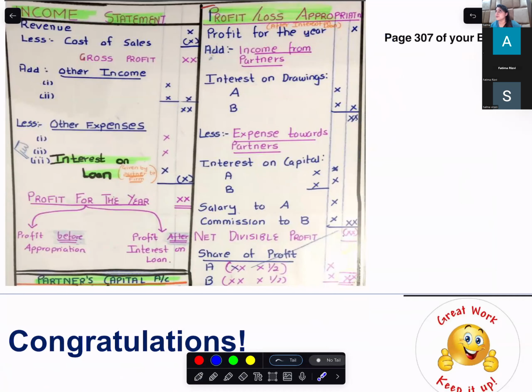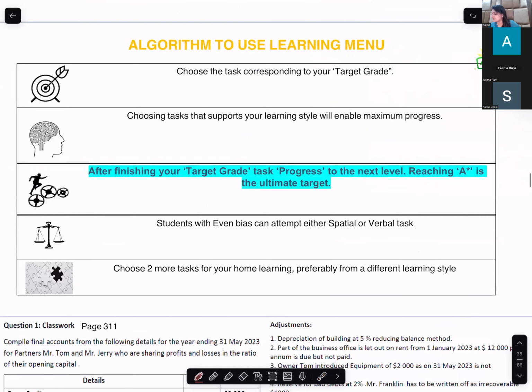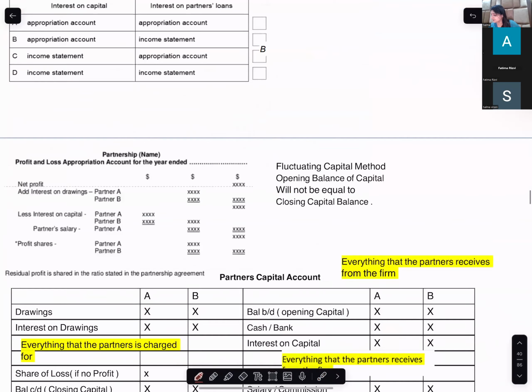But this loan is given by the partner to the firm. But still, interest on loan will be another expense. So this profit for the year is always after interest on loan. Always after interest on loan. You should remember this part. Am I clear? Yes, miss. Fine. So the profit for the year should be after interest on loan.